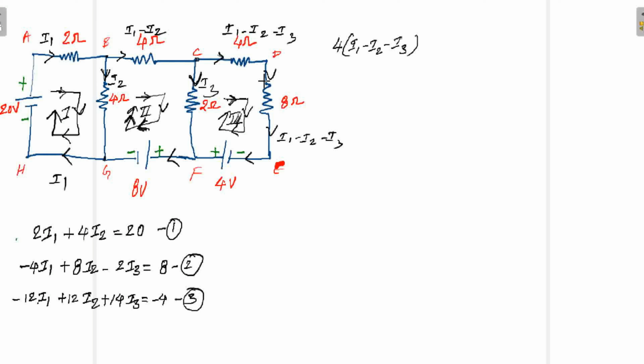Next, come over here. So this is your loop direction. This is your branch direction. They are in same. So plus 8 into I1 minus I2 minus I3. Now come over from E to F. You have completed from C to D journey, D to E journey, because we have considered this loop. So E to F journey.